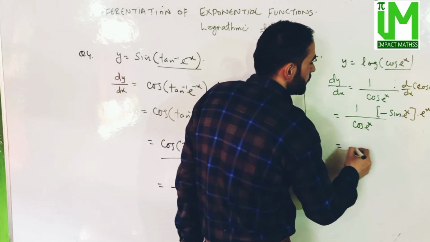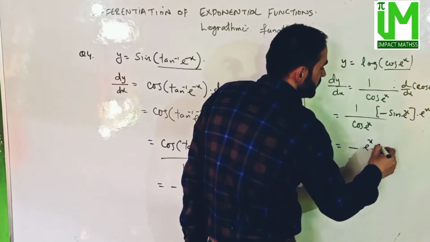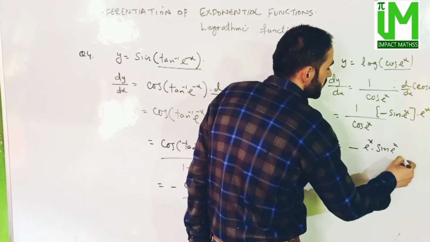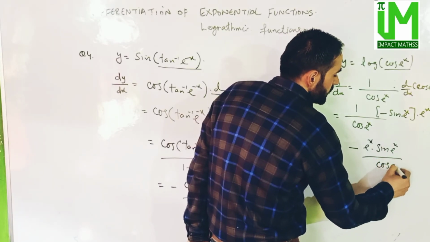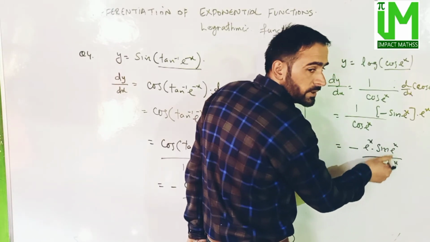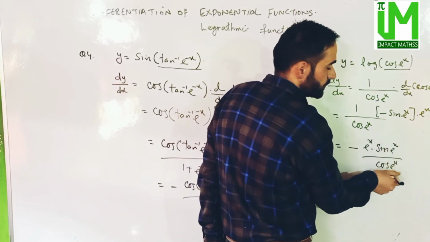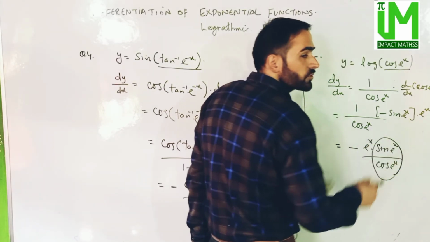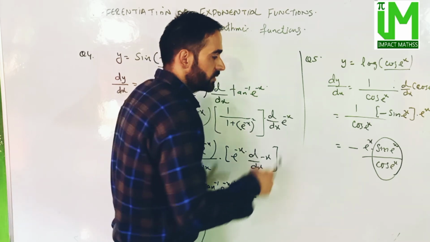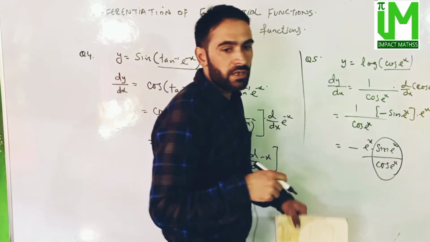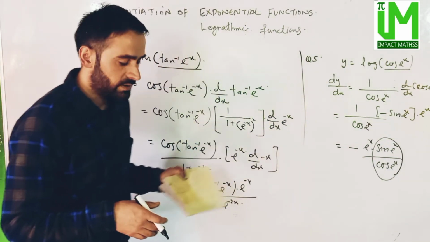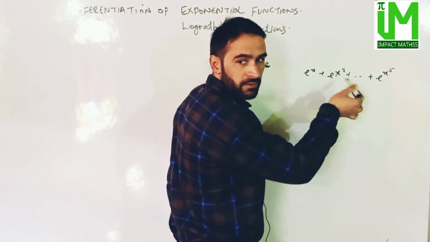So overall the result is minus e raised to power x into sin of e raised to power x divided by cos of e raised to power x. Sin e raised to power x, cos of e raised to power x, this can be combined into tan of e raised to power x. So this is minus e raised to power x, tan of e raised to power x. लिखिए जल्दी. So question number 6 हम जल्दी देखेंगे.